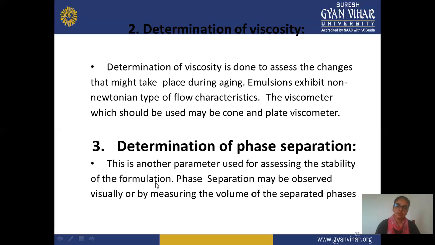Phase separation may be observed visually by measuring the volume of the separated phase. After storage for a particular time period, you check whether layer separation takes place or not, or whether a two-phase volume is observed or not. Visually, if two layers get separated, then there may be chances that your formulation or your emulsion is not in a stable state.